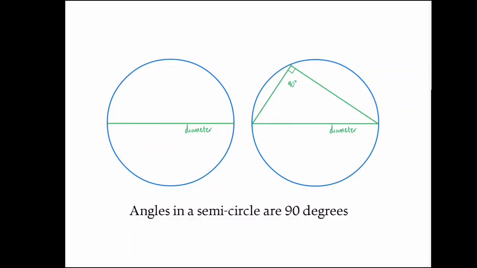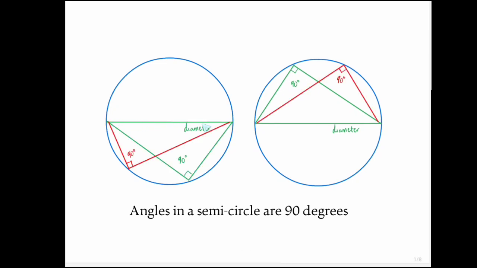The first circle theorem states that angles in a semicircle are equal to 90 degrees. This means that bringing the two ends of a diameter to any point on the circumference will make a right angle. Here you can see in both examples the green angle and red angle are both equal and they are both 90 degrees.